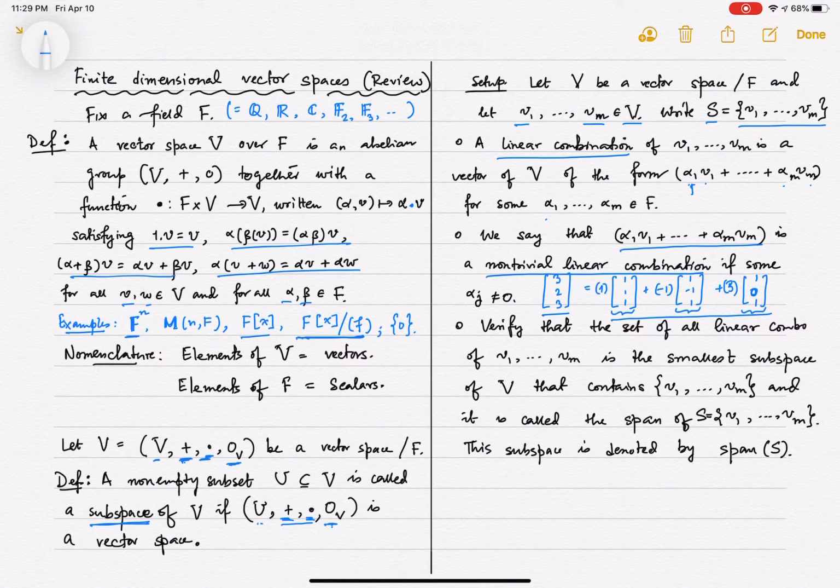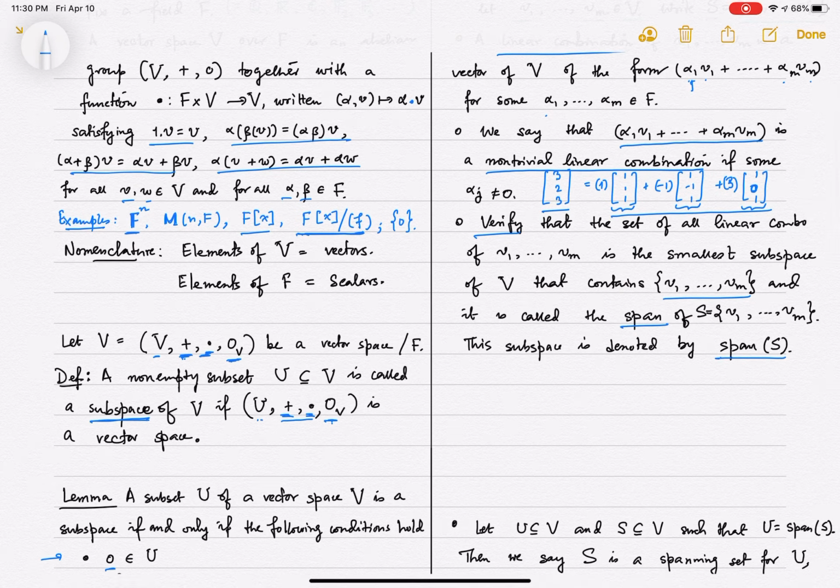Okay. So then you verify, as a little exercise, that the set of all linear combinations of v1, v2, ..., vm is the smallest subspace of V that contains these vectors. And this is called the span of v1, v2, ..., vm, and denoted by span of S.